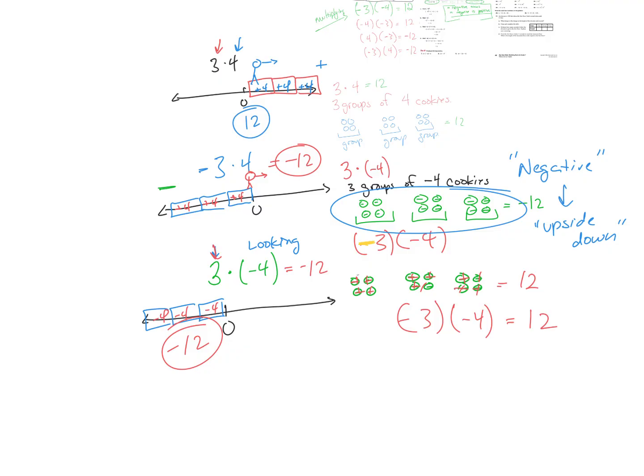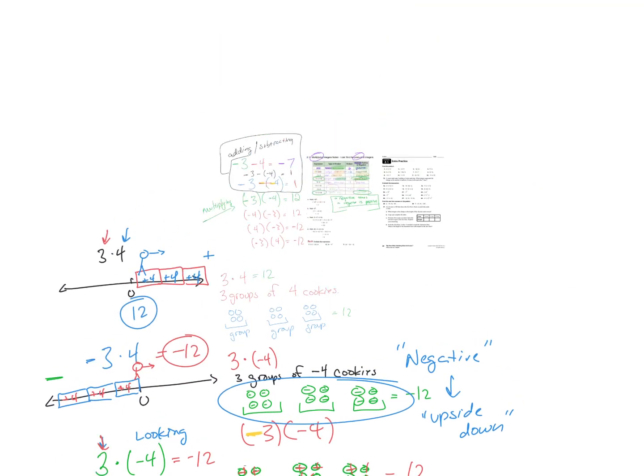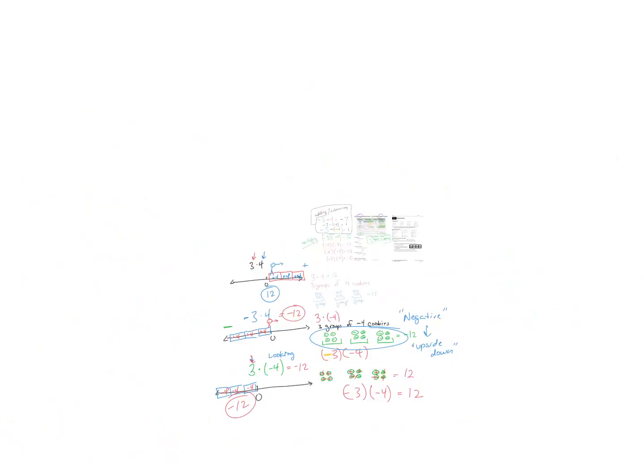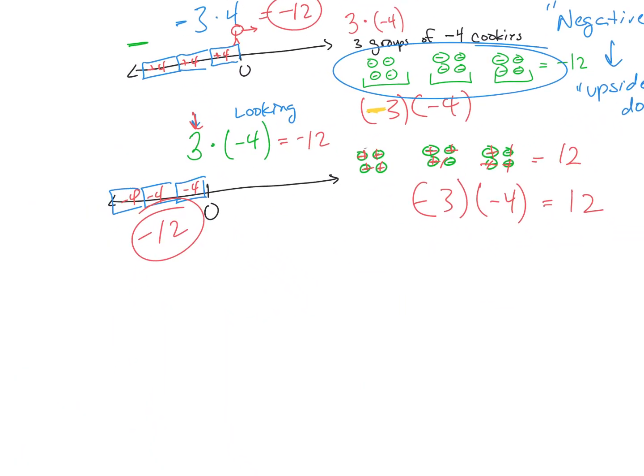And if you're like, okay, I understood it with the cookie thing, or you know what, I didn't even need the cookie thing, I got it back over here, if that's you, I apologize for doing all this, but here's the last shot. Negative 3 times negative 4. I'm going to try and help you to get it.